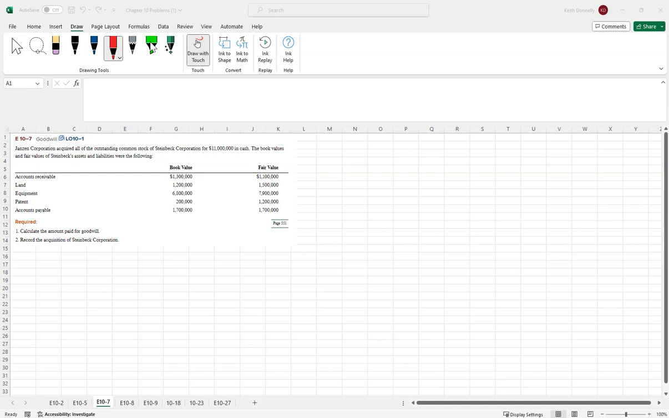All right, we got another one coming up, right? This is a lot of fun, right? It looks like one corporation acquired all the outstanding stock of Corporation 2. So we have Corporation 1 who is buying Corporation 2, all the stock, right? And it looks like what they gave was 11 mil, right? That's great. What did they get? They got accounts receivable, land, equipment, patent, and accounts payable, a liability there. So they got some assets and a liability.